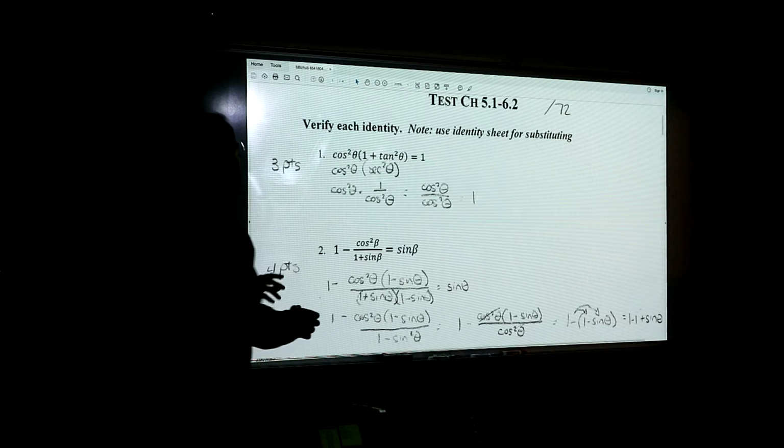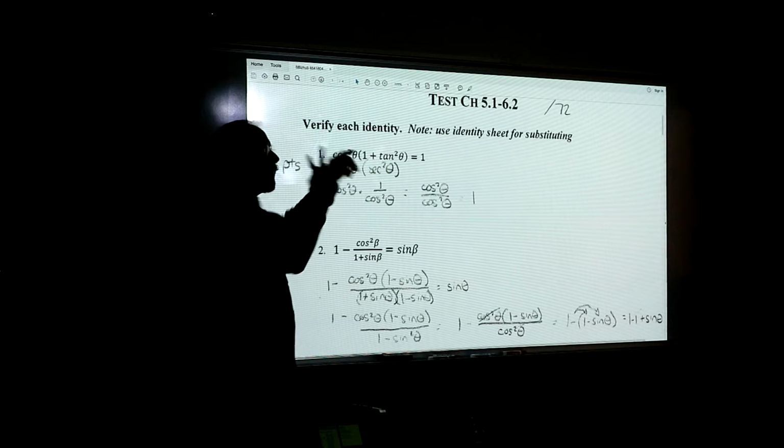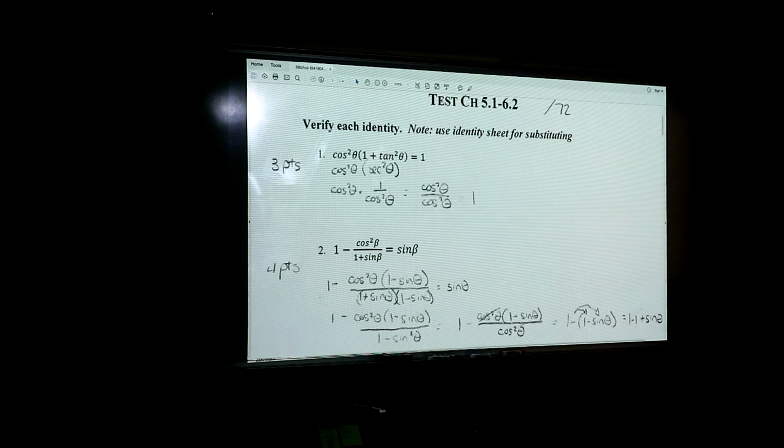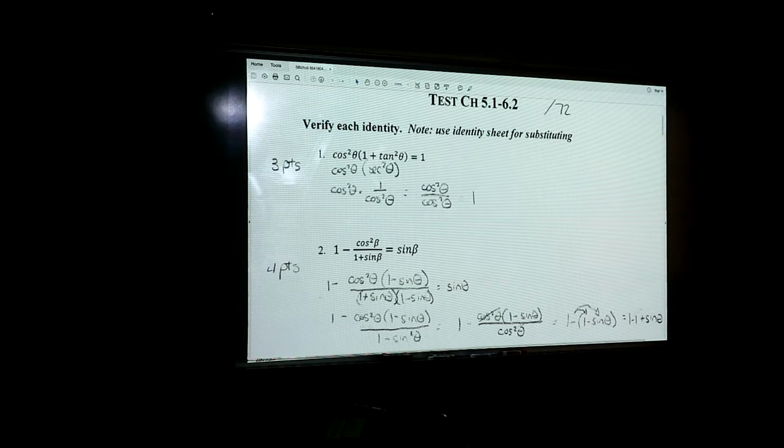I saw a lot of people multiplied this through and then converted them to sines and cosines, fine and dandy, but that's the idea, okay? All right, moving on, number 2.